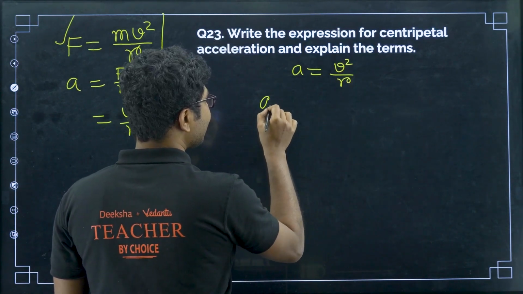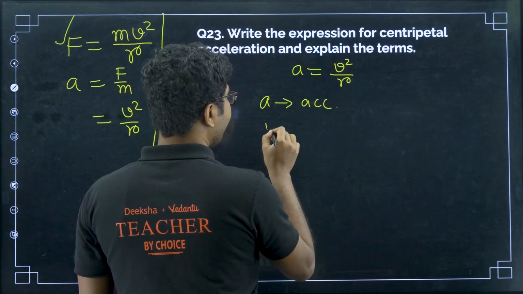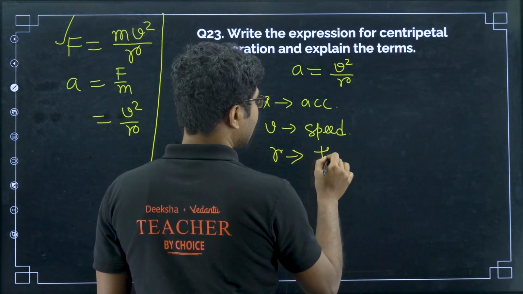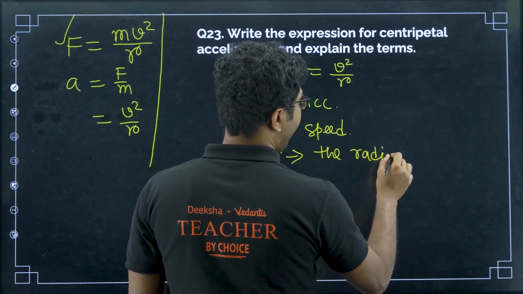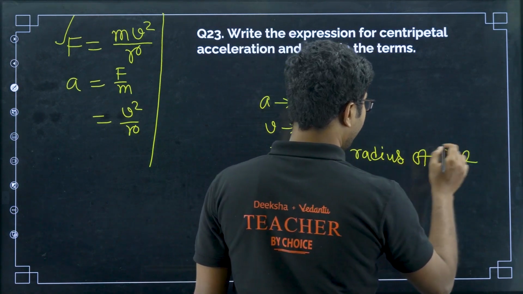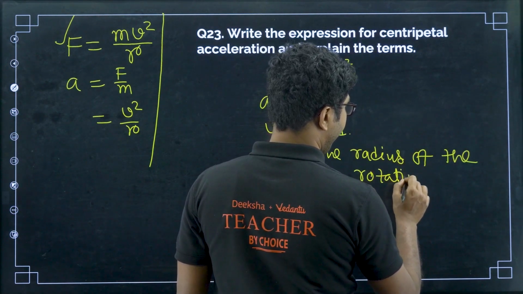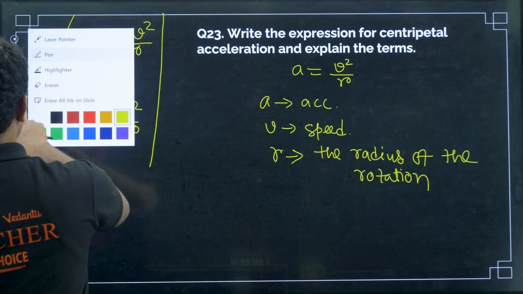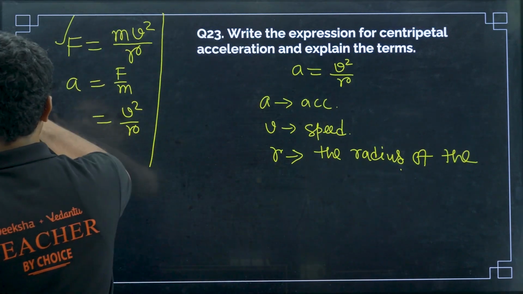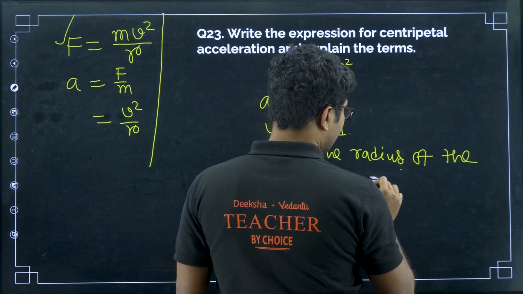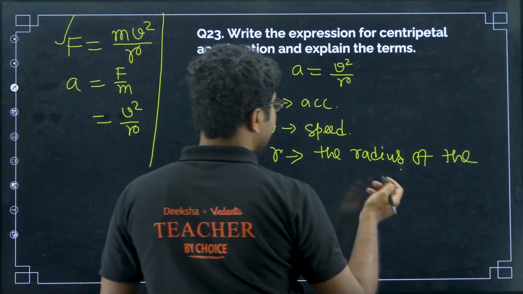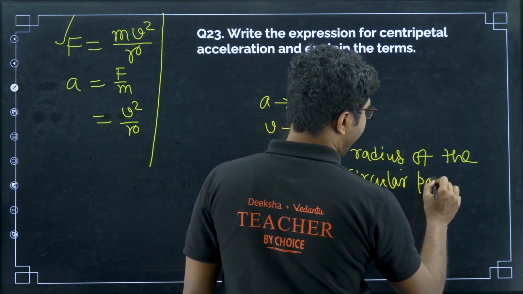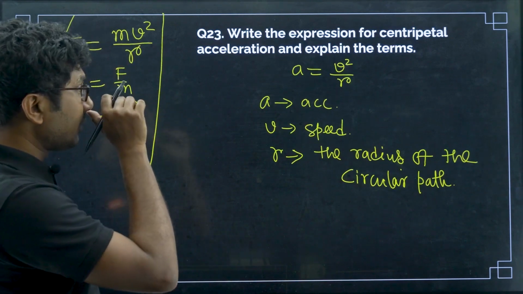What are the terms? a is acceleration, v is speed, and r is the radius of the circular path. Radius of the circular path, I think, will be better. It does not necessarily have to be a complete circle; even if the path is not complete, there can still be centripetal acceleration. So, it will be a circular path. Right. Now, move on to the next part.